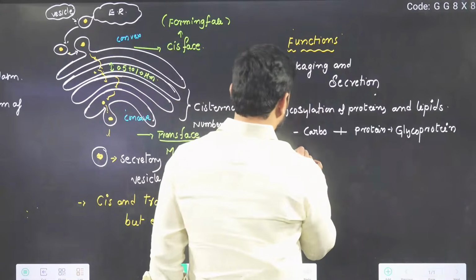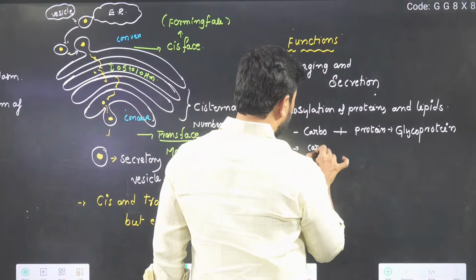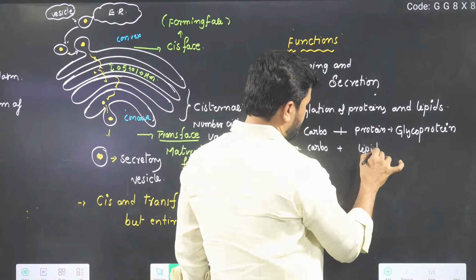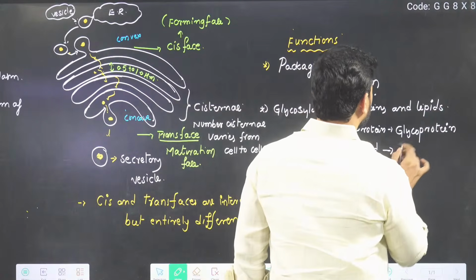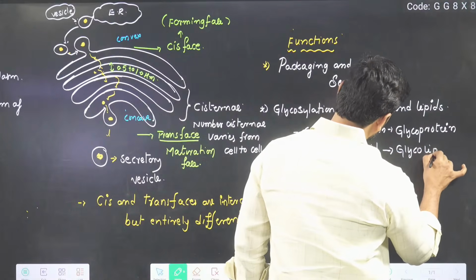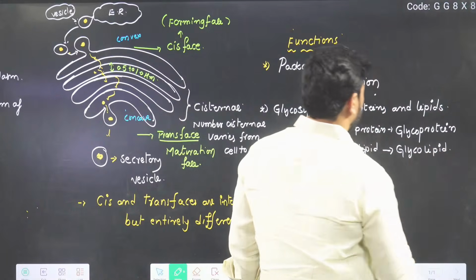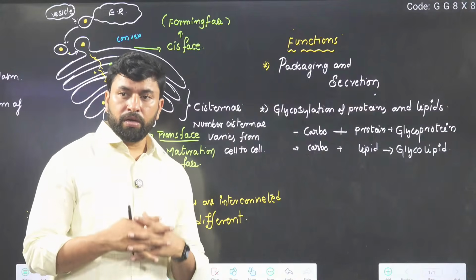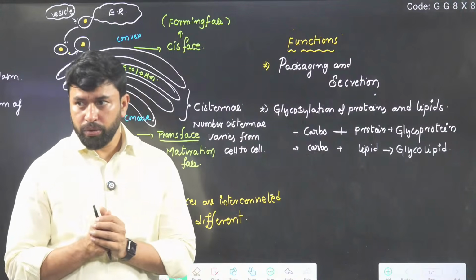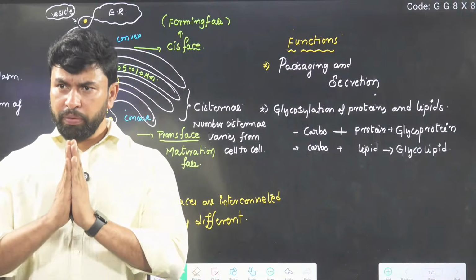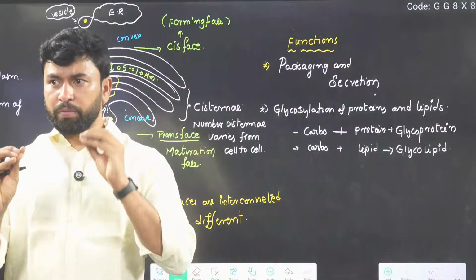Next one. Carbohydrates are sometimes added to lipids. Then there will be a synthesis of glycolipids. Lipids do have a carbohydrate moiety attached. That's called glycolipids. Either you take glycolipid synthesis or you take glycoprotein synthesis, both would be done by Golgi complex.